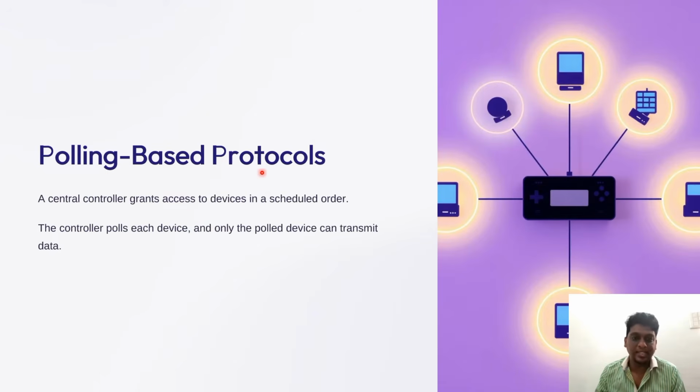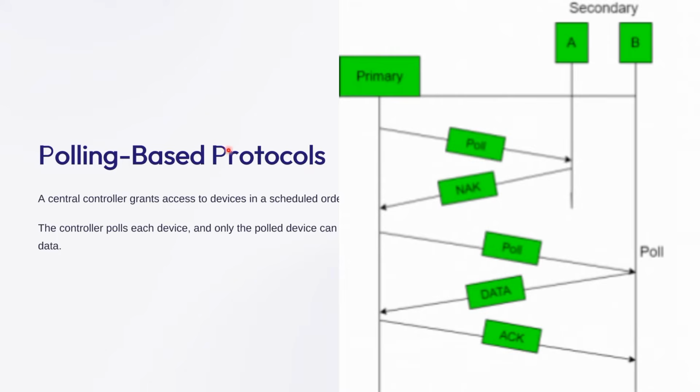The next method is the polling based protocol. Here a central controller grants access to all devices in a scheduled manner. The controller polls each device, and it sends and receives data with the help of the polling process, and the polled device can transmit the data.